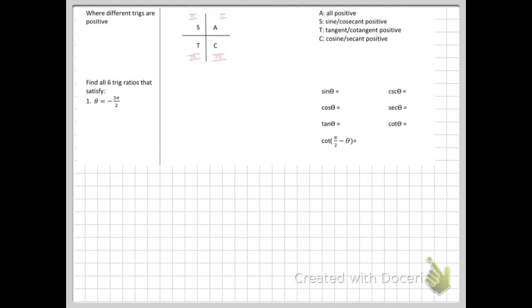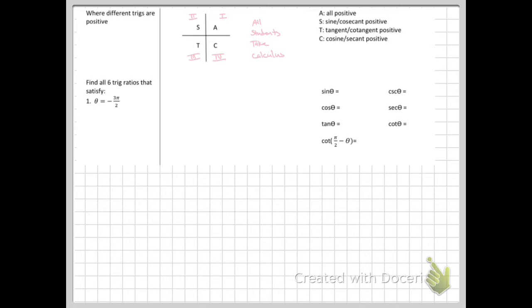We have a little mnemonic device to help us remember that. It is all students take calculus. Feel free to make up your own, but this is one that you will hear many teachers use. We were taught it and we continue to teach our students it. So if you're in quadrant 1, they are all positive, sine in 2, tangent in 3, and cosine in 4.